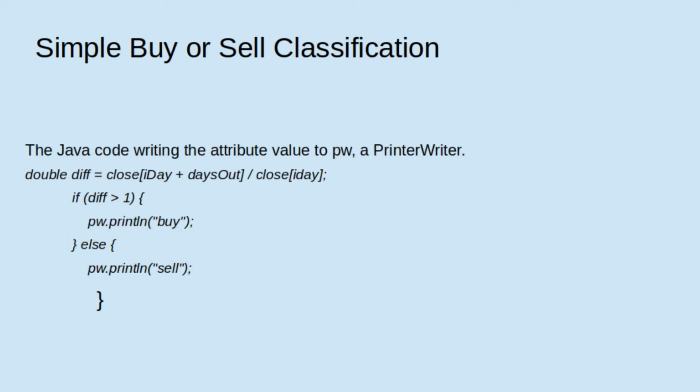To build a buy or sell, we just take a look at the difference between the current date and so many days out. What I'll be using in this sample is 5 days out. If the difference is greater than 1, we just put a buy value into the attribute. Otherwise, we'll put a sell value into the attribute. I didn't have to use a division. I could have just used a simple test, but you'll see later why I do a division.